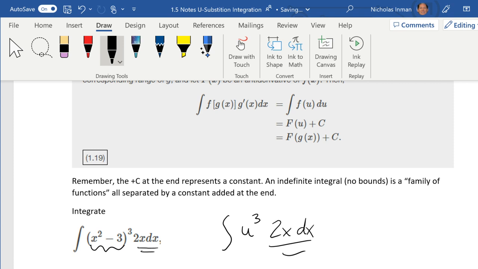All right, this becomes the integral of u cubed. This 2x dx gets replaced with what it's equal to, du. And now we have a really easy power rule that we can do. To integrate u to the third du, there's no x's involved in this integral, antiderivative, I should say, and so we can do that. Just the power rule.